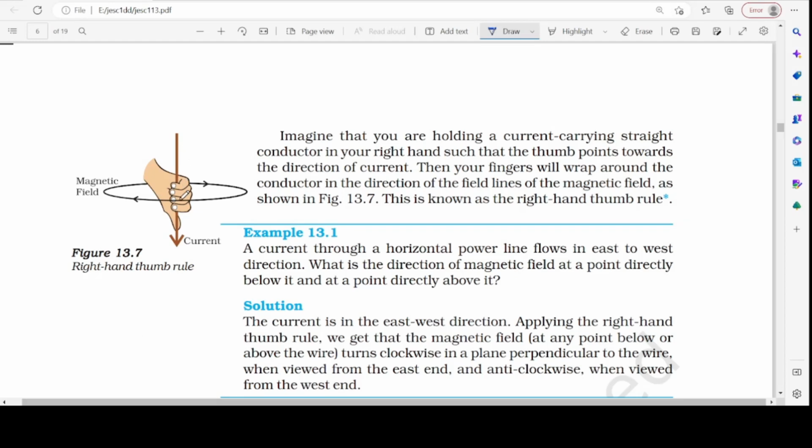As we can see in this diagram, if we consider the current in the downward direction, and we keep this current carrying conductor in our right hand, we just need to curl our fingers while keeping the thumb downwards, and the direction of curling of the fingers will give us the direction of magnetic field. So this is known as the right hand thumb rule.